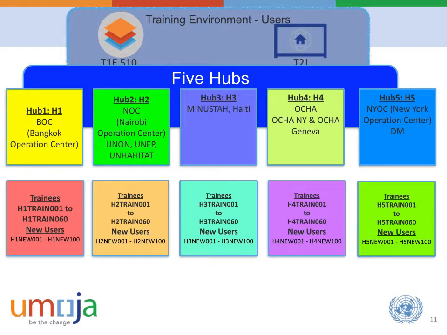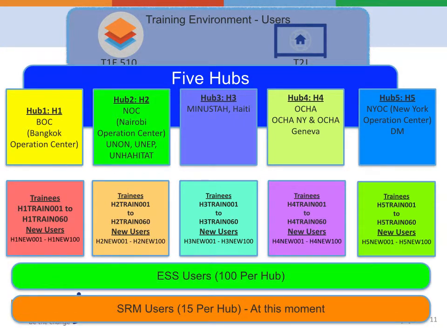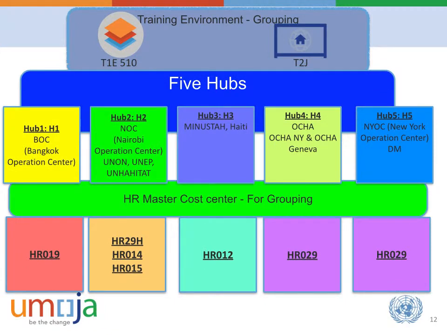And also we have created 100 ESS users per hub to match your training expectations. We also have SRM users, 15 per hub at this moment, as a separate set before we merge them together. And another dimension, from an HR perspective, is that all these 5 hubs are categorized into master cost centers as a grouping. So if you have a master cost center HR 019, that grouping belongs to the Bangkok Operating Center.